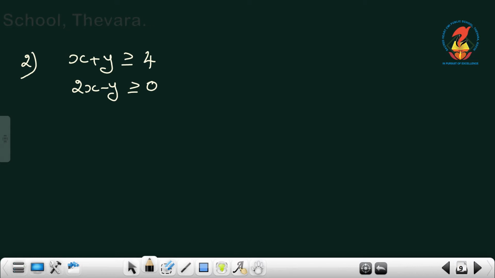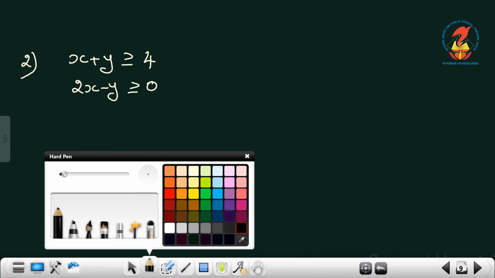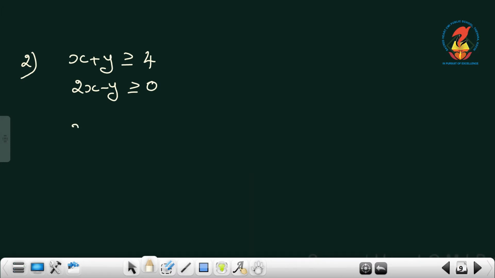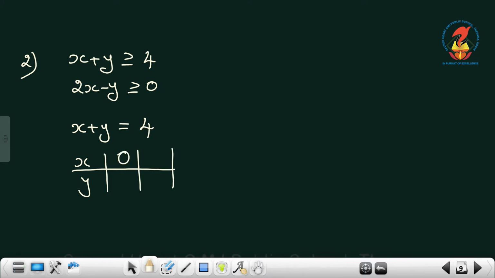Second question. X plus y greater than or equal to 4 and 2x minus y greater than or equal to 0. So the first one, x plus y, we have to put the equal symbol. Then x, y. When x is 0, y is 4. When y is 0, x is 4. Now the second line, 2x minus y is 0.